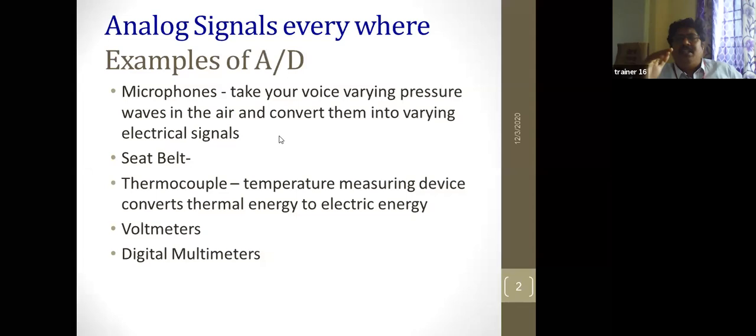There are so many examples of analog signals. And seat belt, right? And thermocouple. Thermocouple means the temperature measuring device, as all of you know, which converts thermal energy to electrical. Here I am saying, for example, all of you know the thermocouple. A temperature measuring device is a thermocouple. It converts the analog signal. The analog signal is nothing but temperature measurement with the help of a device. For example, a thermocouple is actually a sensor.